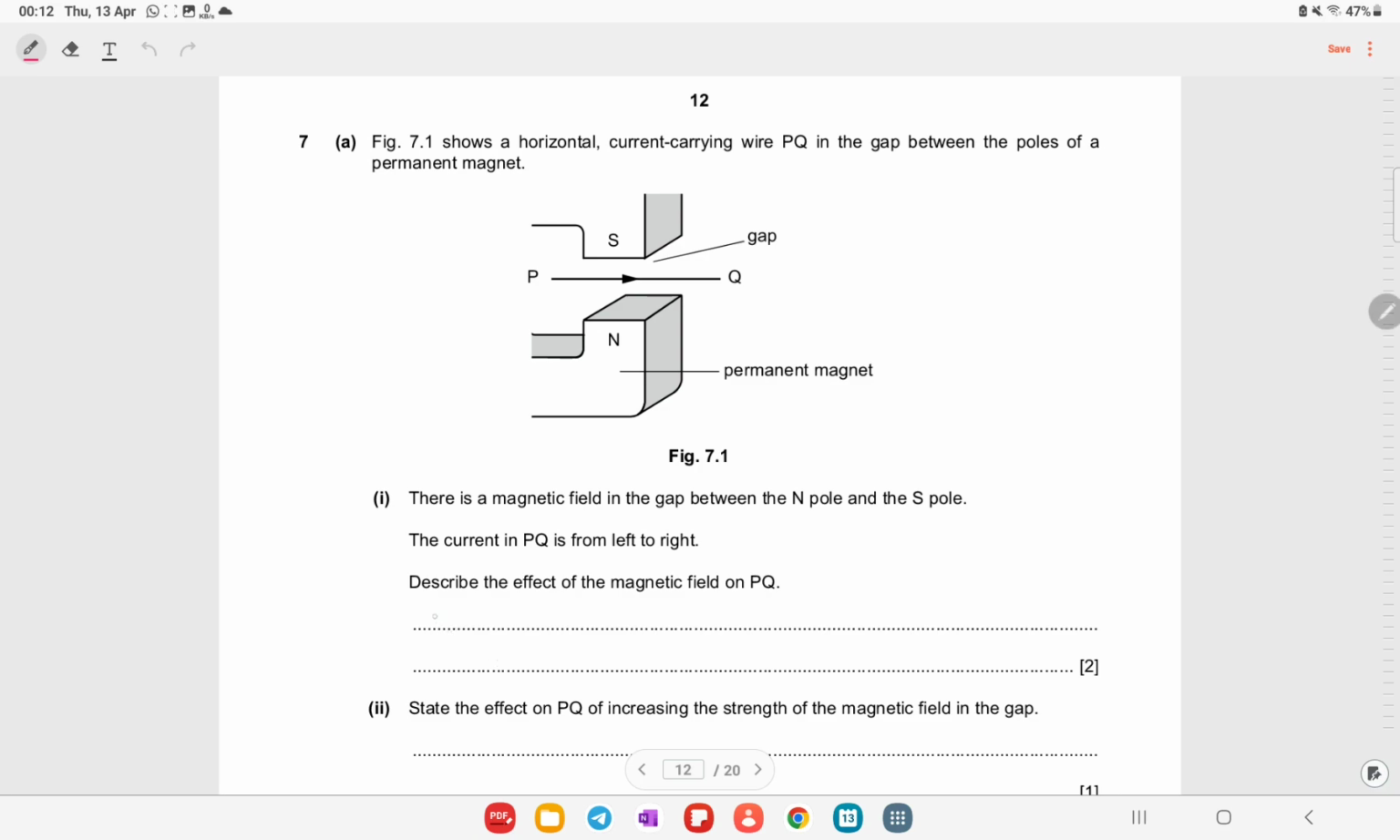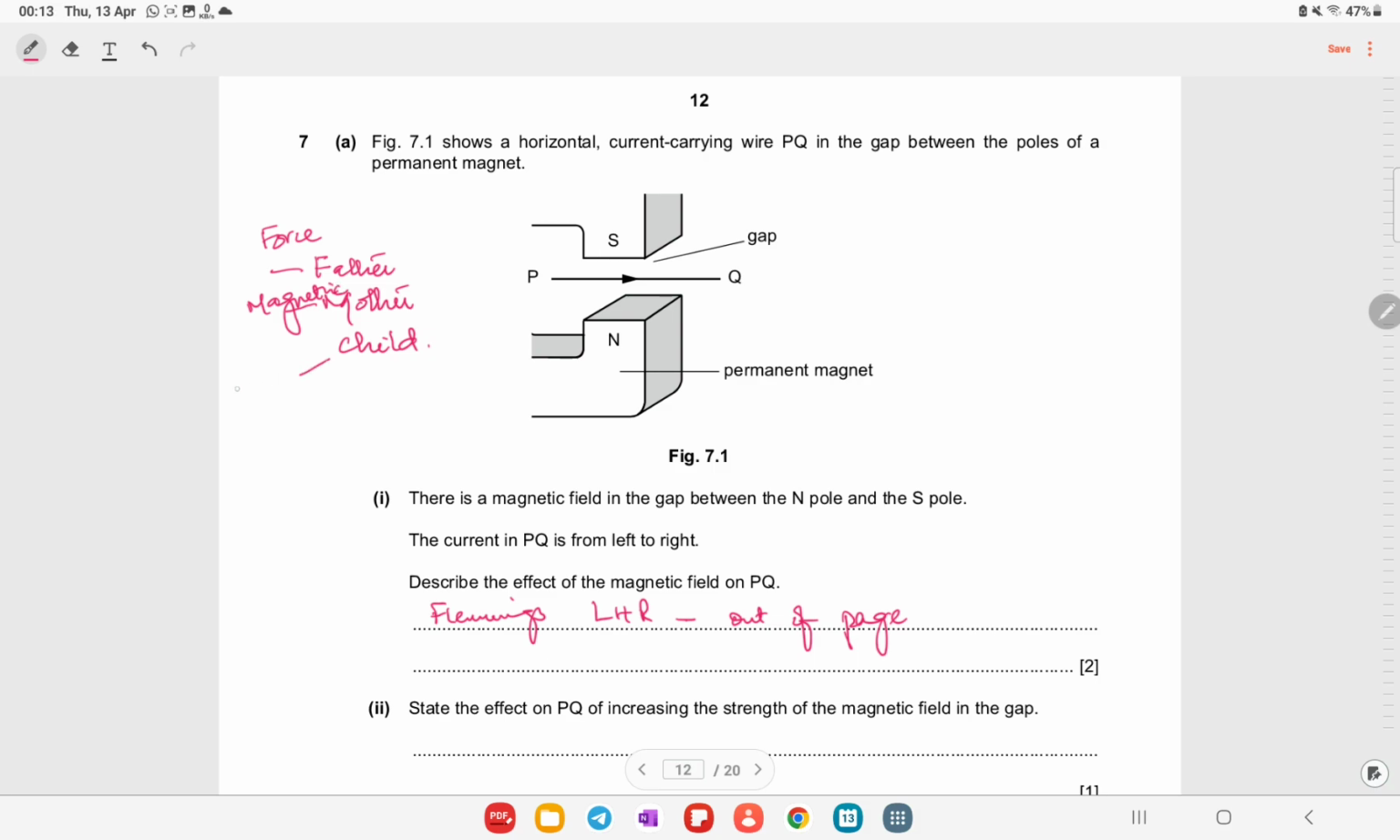So if you apply Fleming's left hand rule, PQ will move out of the page. Either you can write this or memorize the mnemonic father, mother, child. Father is the force, mother is the magnetic field.